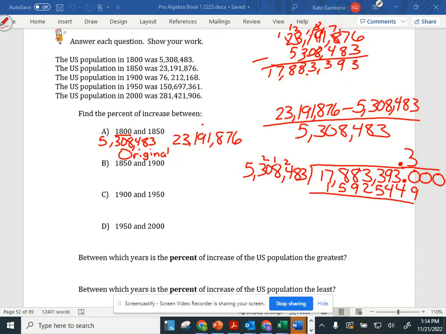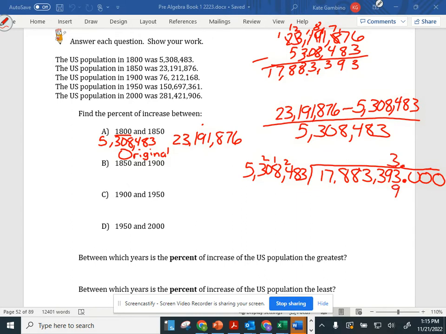I messed up somewhere. Oi. 3 times 3 is 9. Oh, I know where I messed up. For this one, did anybody catch where I messed up? No, I didn't. Can 5,308,483 go into 17,883? It can. I went to the wrong side of that decimal point. I can go right here.